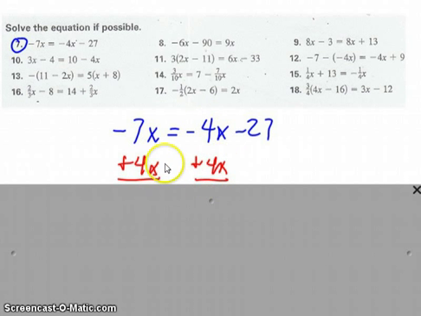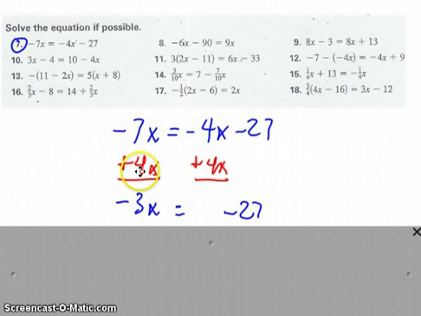Those go away now, and I've got to do the same to both sides. So this side also has 4x added to it. That means together these add up to make negative 3x. These canceled like I wanted them to, so now I've got negative 3x equals negative 27.